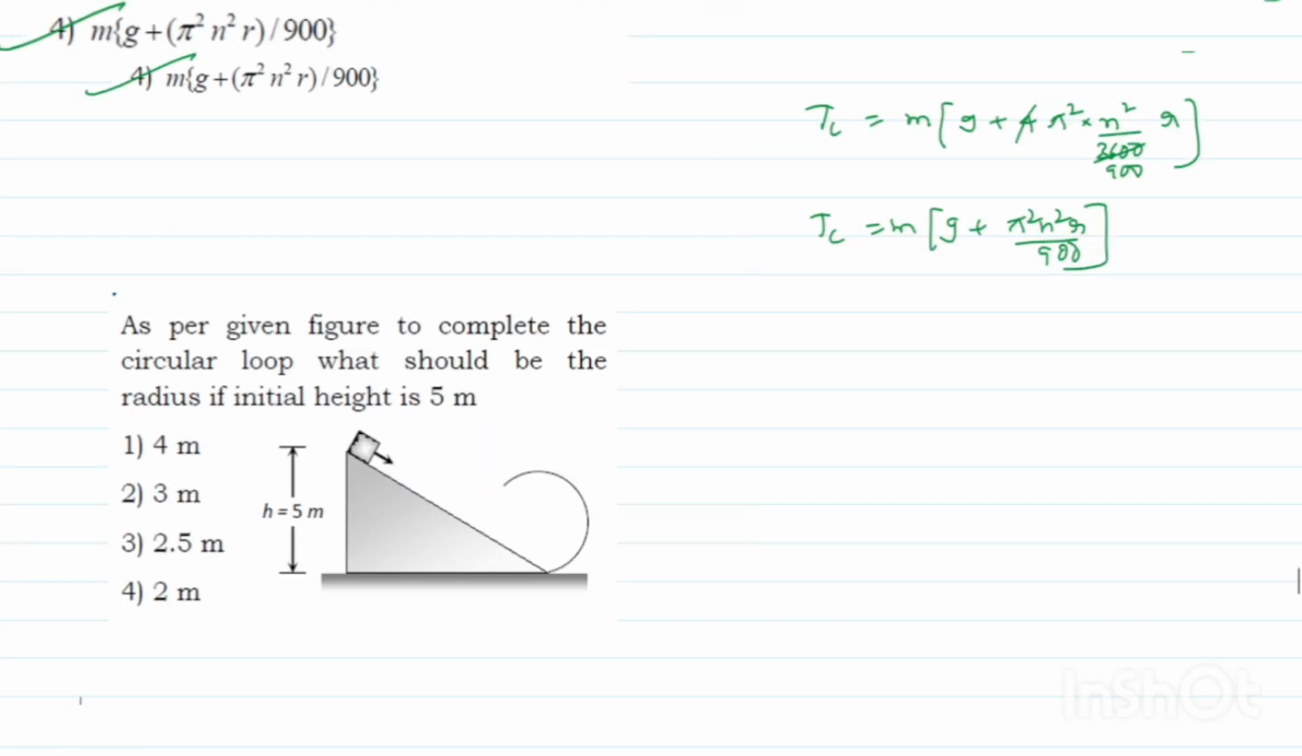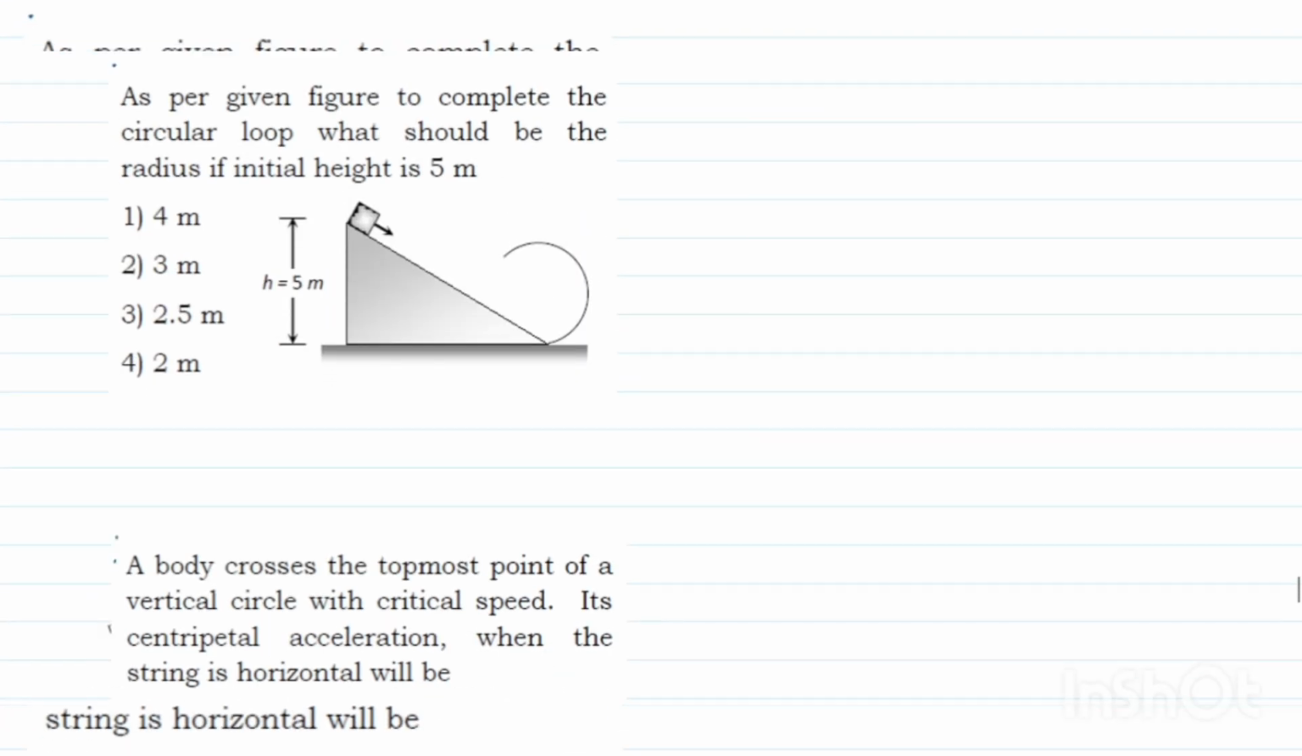Let us see the next question. As per the given figure, to complete the circular loop, what should be the radius if the initial height is given as 5 meters? So here it's going to be moving down, students. To complete its circle, it requires a minimum velocity. That minimum velocity, you know the formula: to complete the circular path, the minimum velocity at the lowest point is root 5 gr.